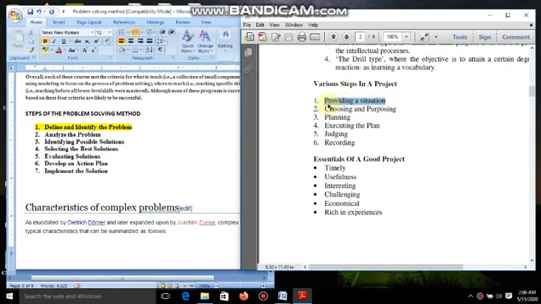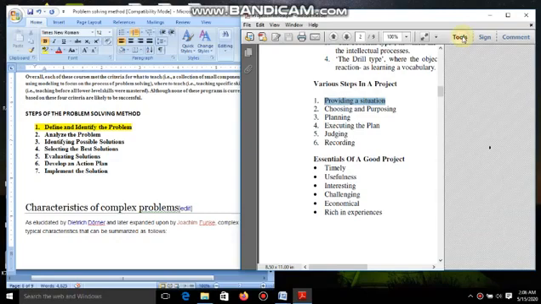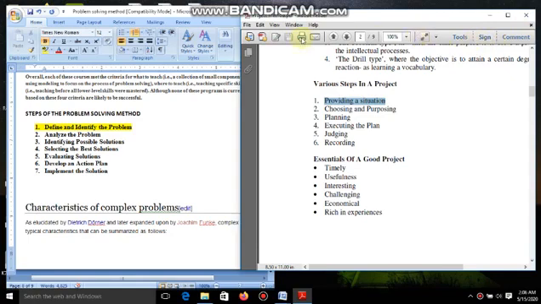In case of project method, the first step assigned is, no, I don't want this one. Where are the color marking tools? Editing tools. No, it's not working. Yes. So providing a situation. If we compare only these first stages of these two methods of teaching, define and identify the problem, or here providing a situation.